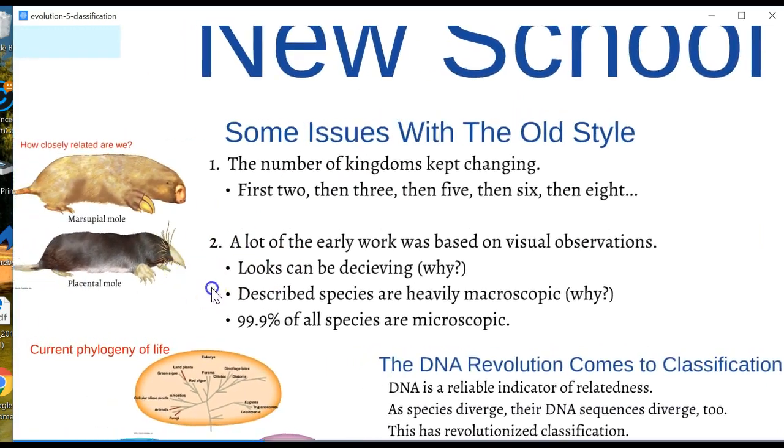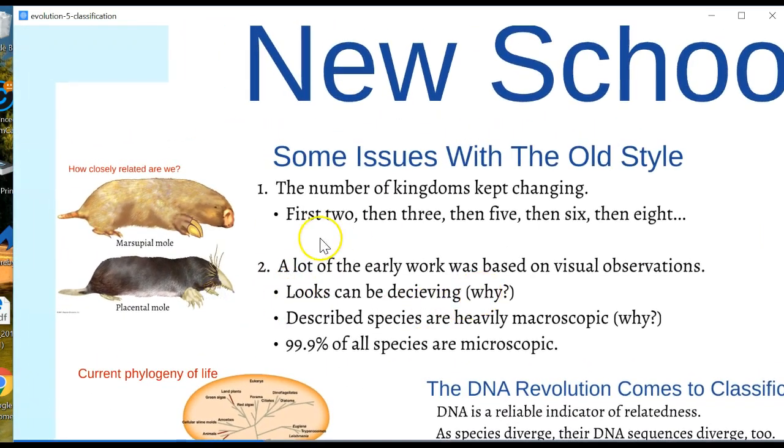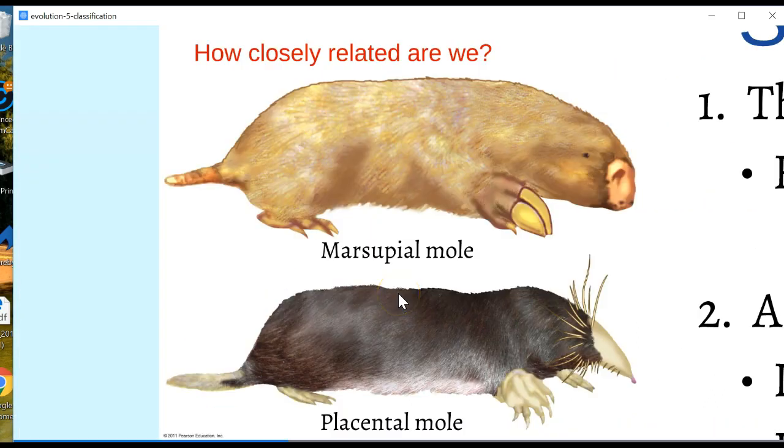And so if you thought about this first bullet point, looks can be deceiving, and why, look at these two creatures. You might think that they are pretty closely related to each other, and you might even be tempted to put them in the same classification group. But you'd be mistaken to put them pretty close together, because this top organism here is a marsupial mole, whereas the bottom is a placental mole.